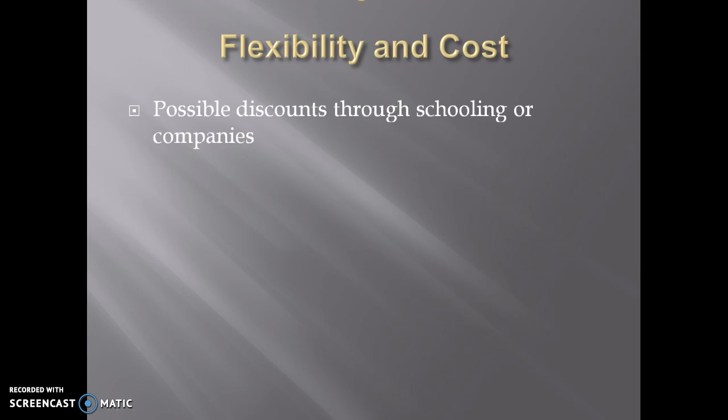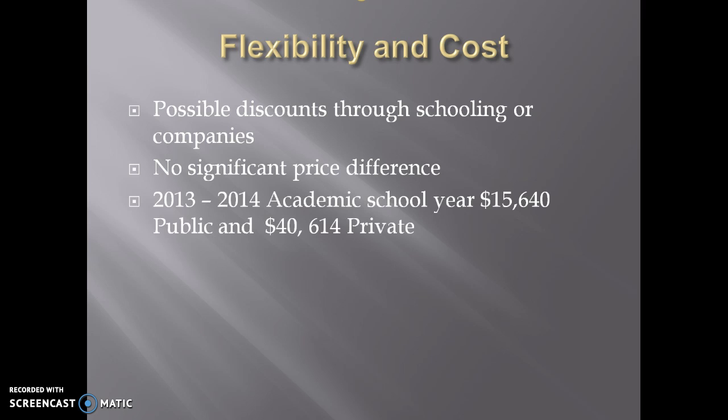Flexibility and cost. There are possible discounts through schoolings or companies. So if a school is having a problem with that physical space, they may provide those discounts for students who take online courses. Also, there are some companies that offer discounts based on the types of schooling provided. So it's worth looking into to see if your company or school does provide some of those discounts. While there really is no significant discount for an individual based on online and traditional education, the 2013 and 2014 academic school year really provides pricing estimates for those in the public spectrum versus the private spectrum.